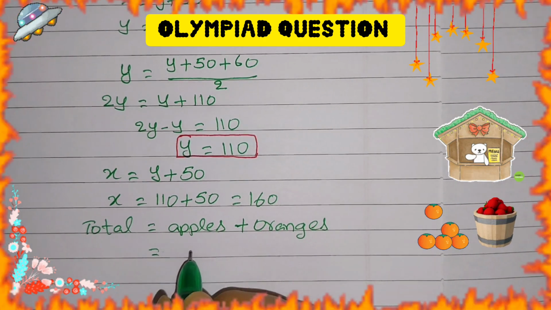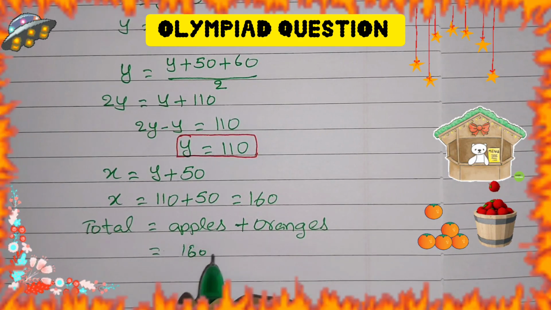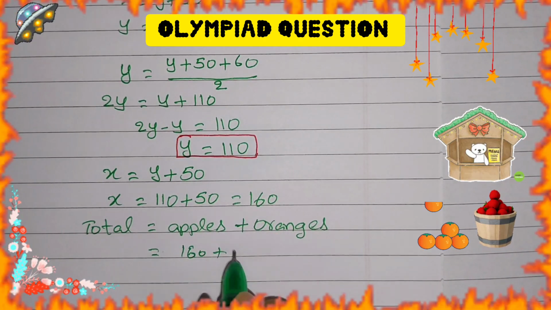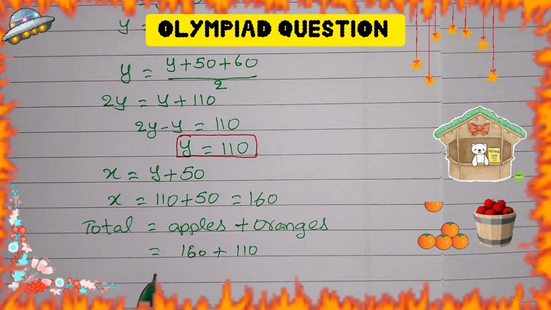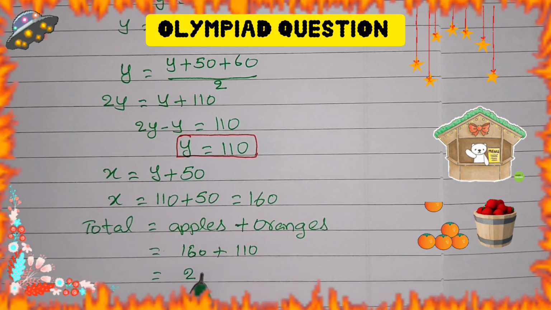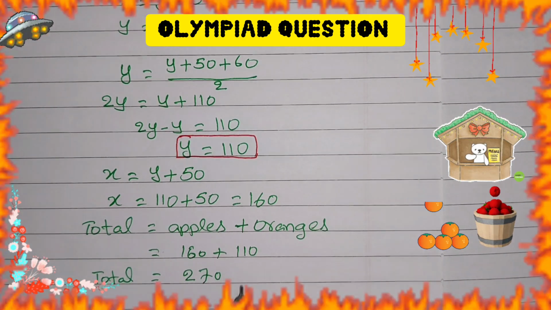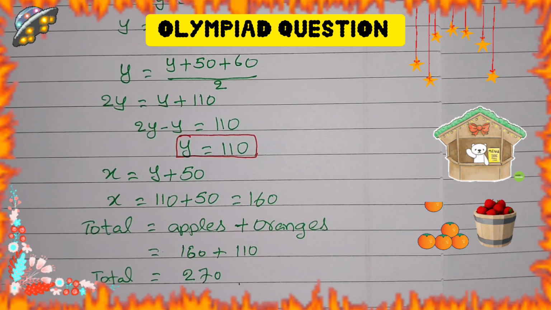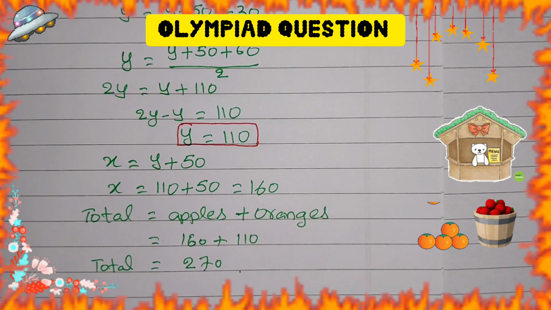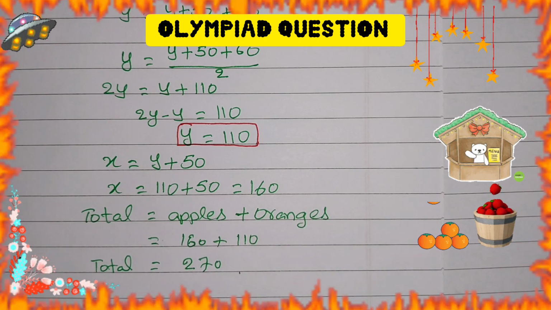The fruit seller has, at first, a number of apples and oranges. Total equals apples plus oranges. We know both values. 160 plus 110 equals 270. So the fruit seller has 270 apples and oranges at first.